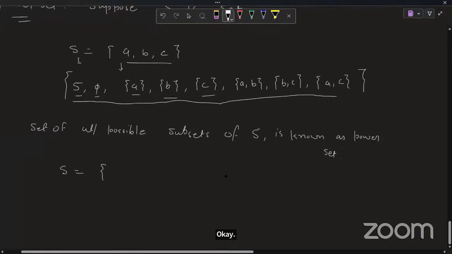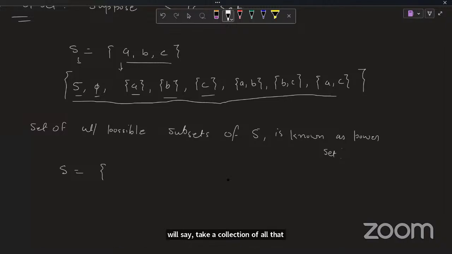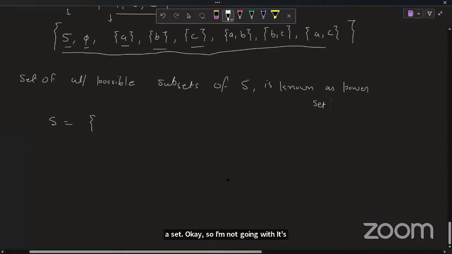Don't ask paradox questions here. Otherwise, someone will say, sir, take a collection of all the sets of sets. That is known as Russell's paradox, I guess. But we will not discuss that, because it will take lots of time. I have to give lots of energy to explain why it's not a set. It's not necessary for you as well.